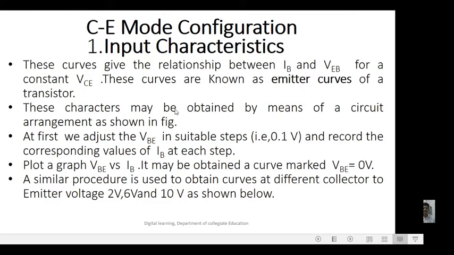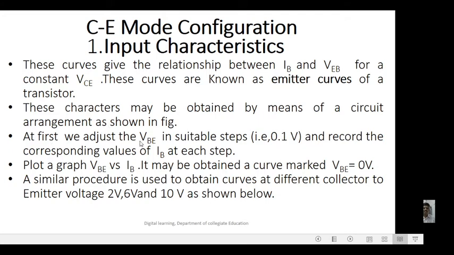CE mode configuration, input characteristics. These curves give the relationship between IB and VBE for a constant VCE. These curves are known as input curves of a transistor. These characteristics may be obtained by means of a circuit arrangement as shown in the figure.